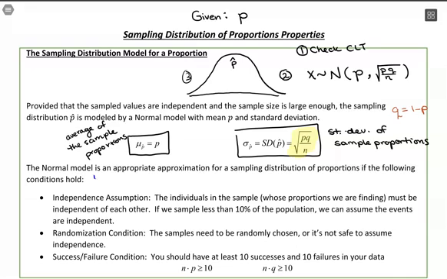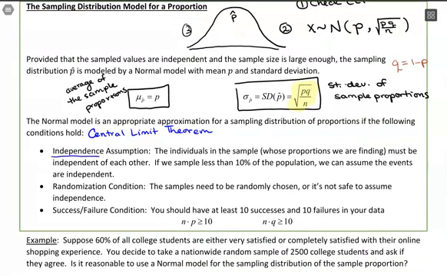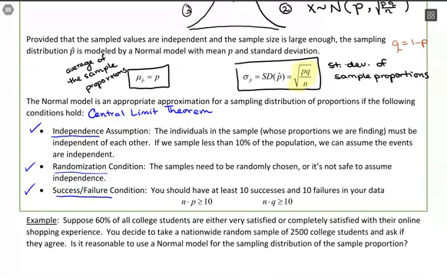All right, our central limit theorem. It's going to look very similar to what we did for the sampling distribution of means. We're going to check for independence, we're going to check for randomization, and the new one is success/failure, which is similar to a sample size condition, but we need at least 10 successes. So you'll take n times p, which should be greater than or equal to 10, and then we should have at least 10 failures as well. Taking n times q should also be greater than or equal to 10.